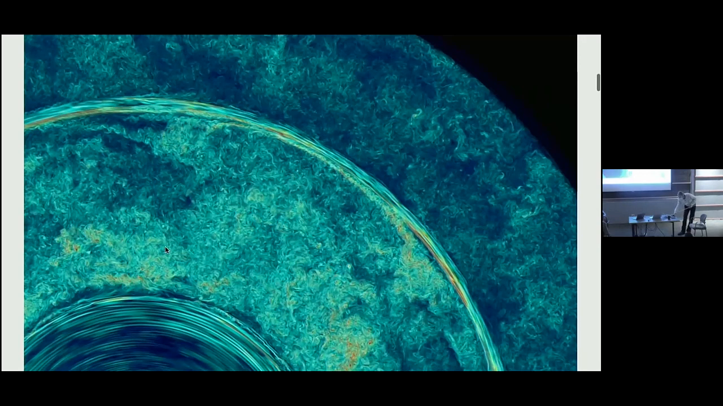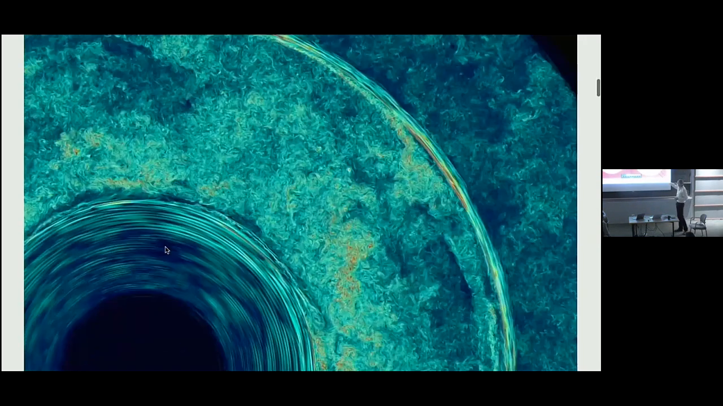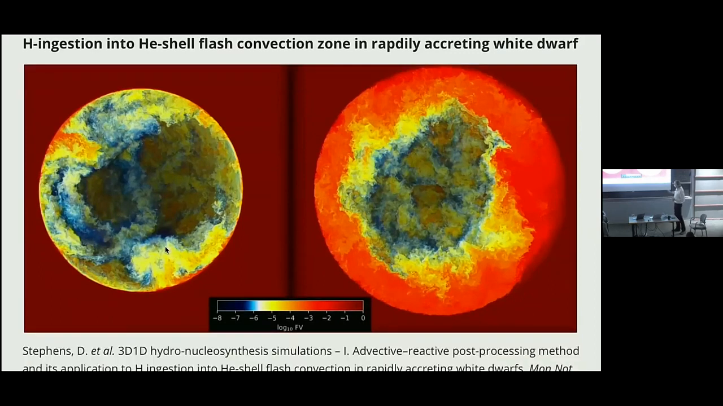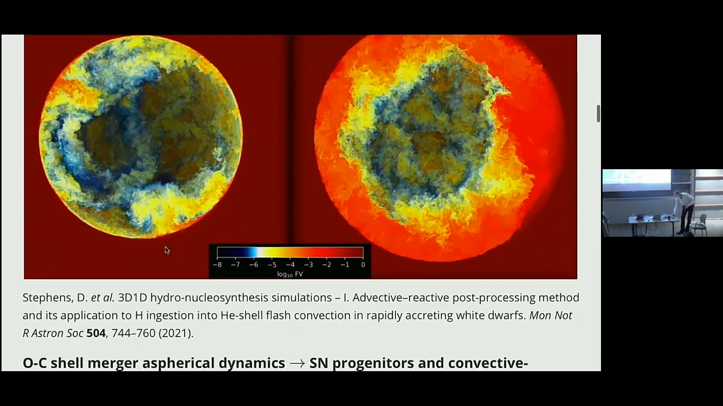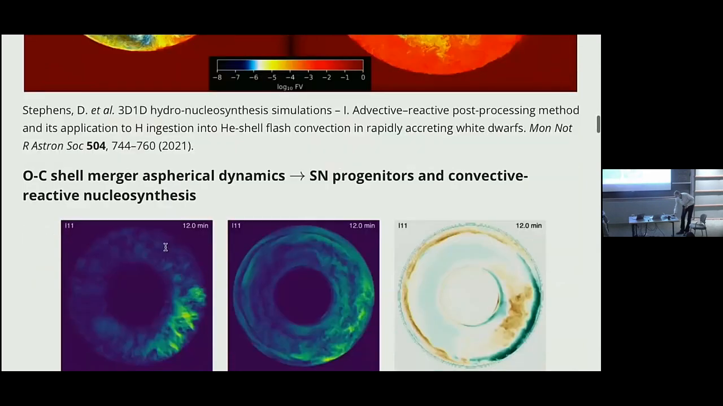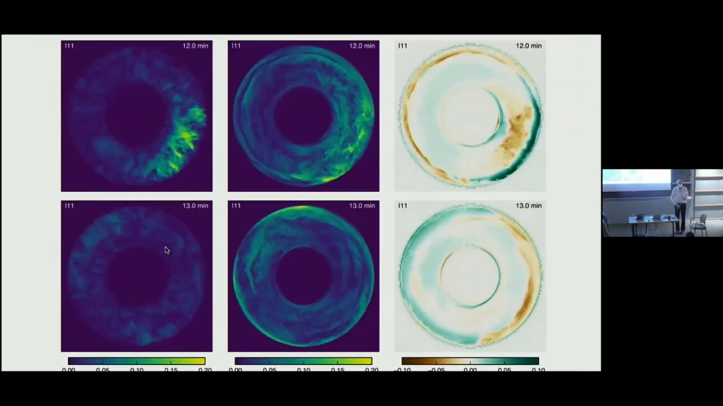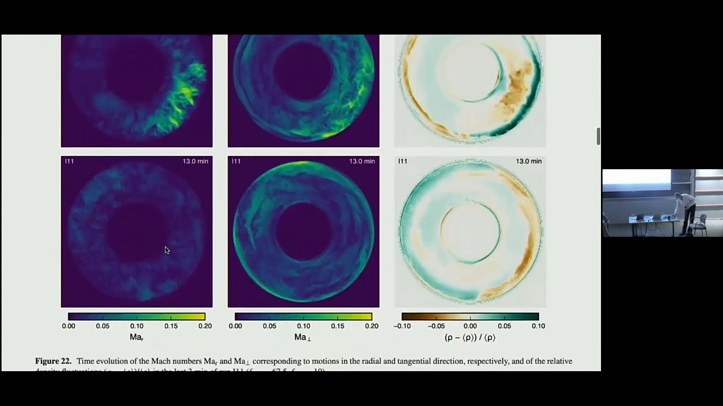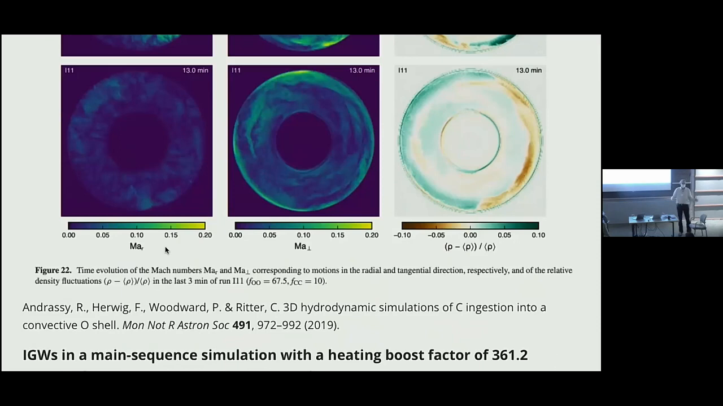These are just some examples. This is hydrogen ingestion into a helium shell flash convection zone. This is the hydrogen rich abundance. The stuff burns here like crazy and produces all sorts of interesting time dependent convection. This is oxygen shell burning with carbon. This is meant to produce supernova progenitors, aspherical supernova progenitors, and interesting nucleosynthesis.